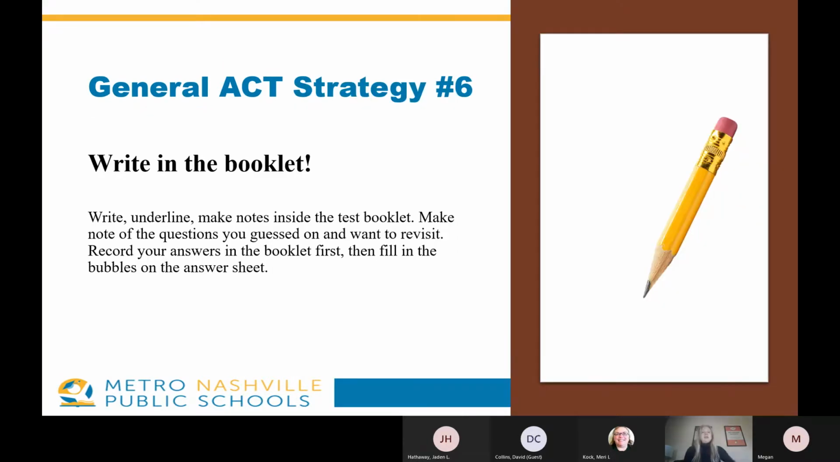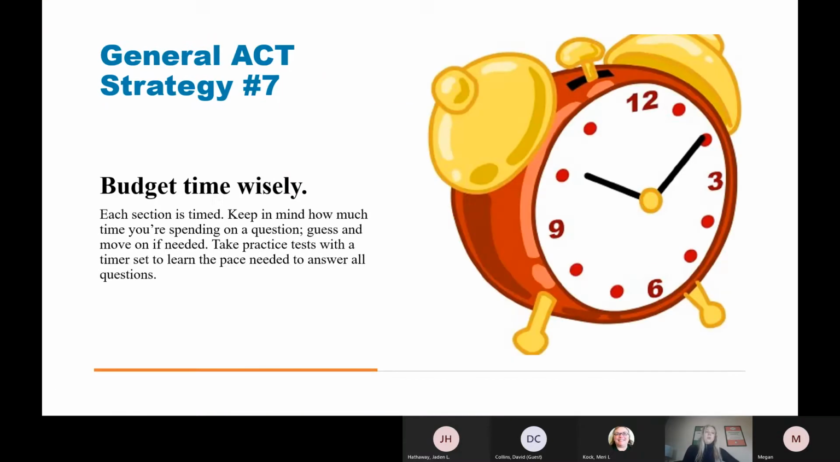Okay. General ACT strategy number 6. Write in the booklet. Use it. Underline, make notes, work your problems out. And some people think it's a good idea to write your answers in your booklet and transfer them over 10 at a time. Whatever works and whatever doesn't distract you and make you fumble up your time, do it.